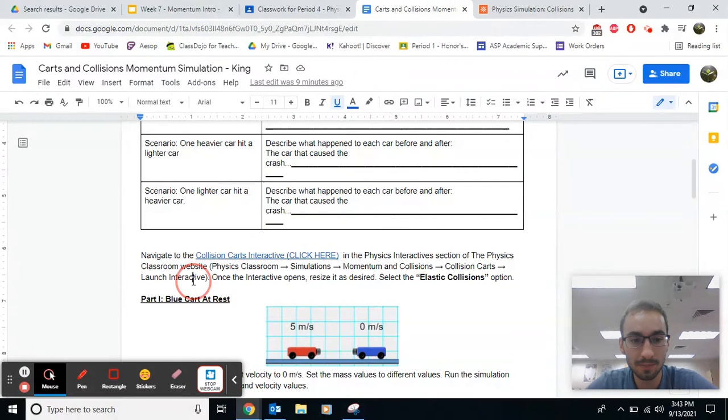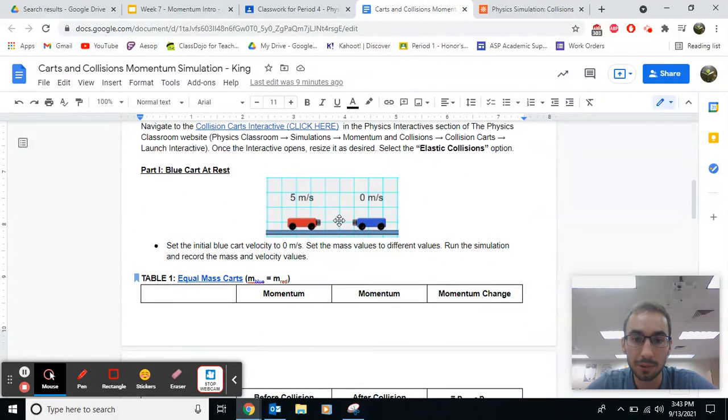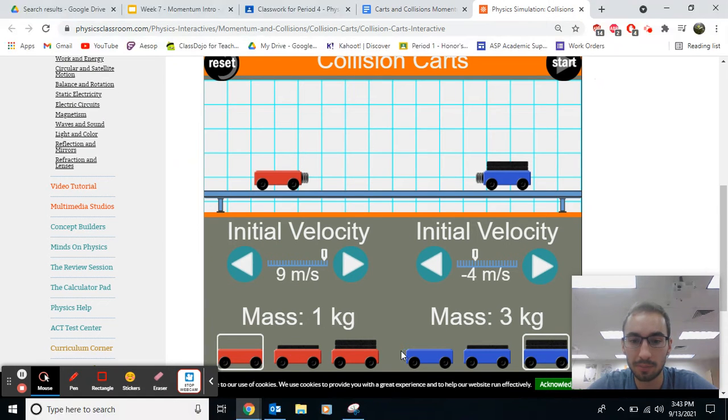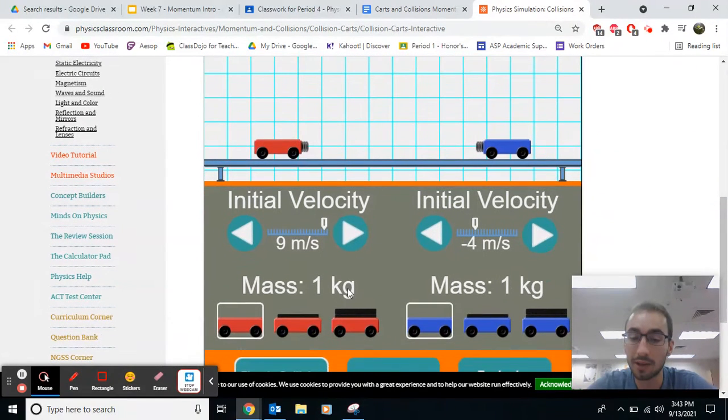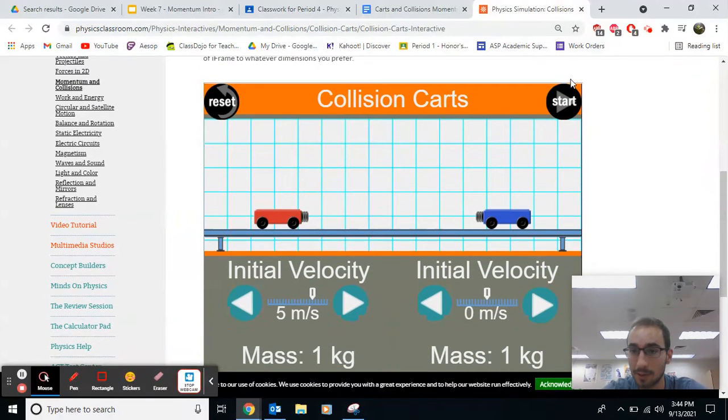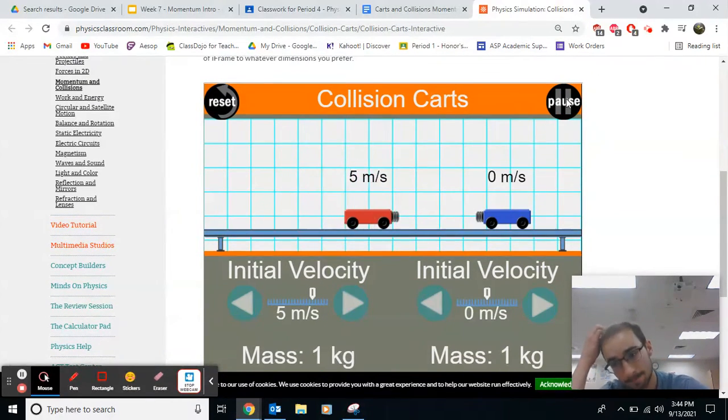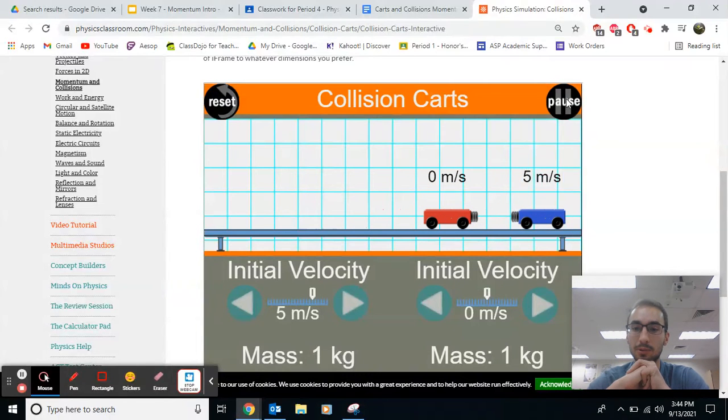So for the first one, have the blue car at rest, and they both have no weight. So make them have no extra weight. Now they only weigh 1 kilogram. I'm going to put the blue car at rest. So that's what you do. So we have the red car, boom, hits the blue one.